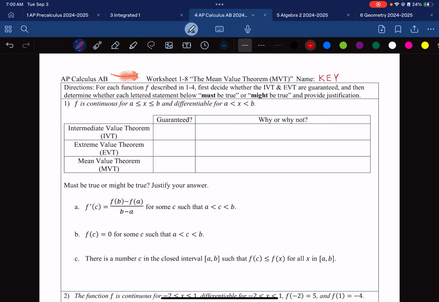This is AP Calculus AB Worksheet 1-8, the mean value theorem. All right, so first we're going to figure out if we're even allowed to use these theorems, and then we're going to talk about these AP Calculus questions.